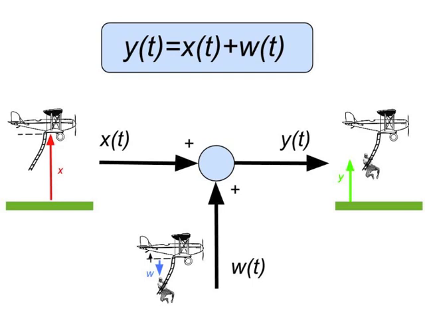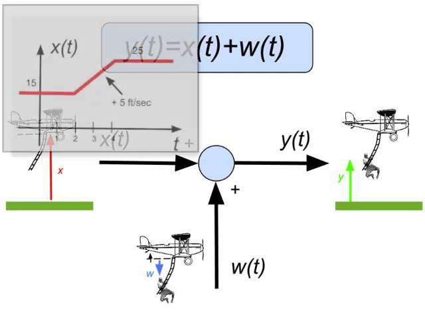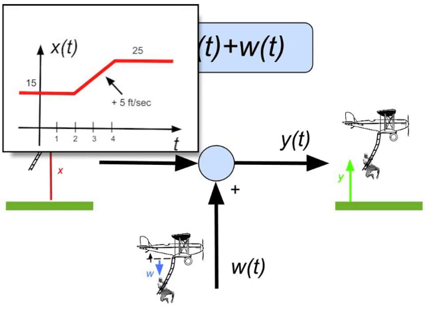Now, to give you a better understanding of this addition process, we'll specify some example x of t and w of t signals. X of t, the height of the plane above ground, will start off at 15 feet, and then after a period of time, it will increase at a rate of 5 feet per second until it reaches 25 feet altitude.